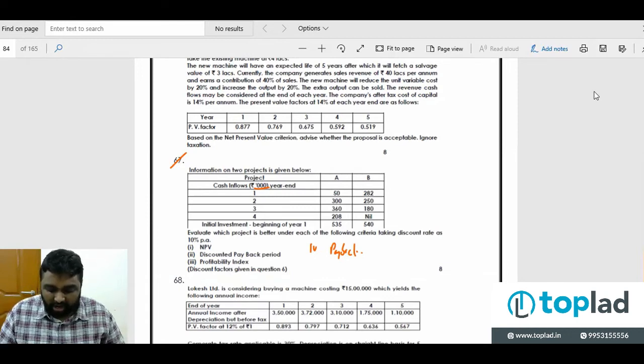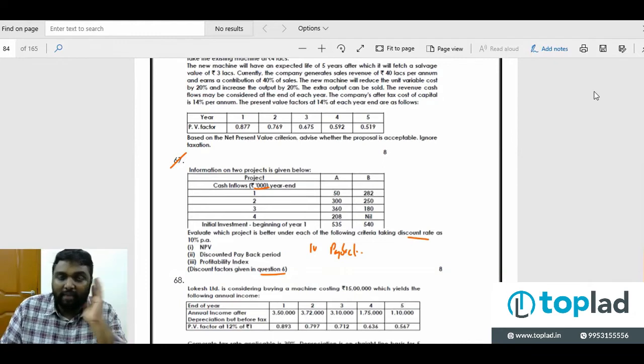Evaluate the project under each of the following. Discount rate is 10%. It is a previous year question, but here we will find out. We will do only for A because already we have done 2 questions. Once we do A, B you can do as homework.